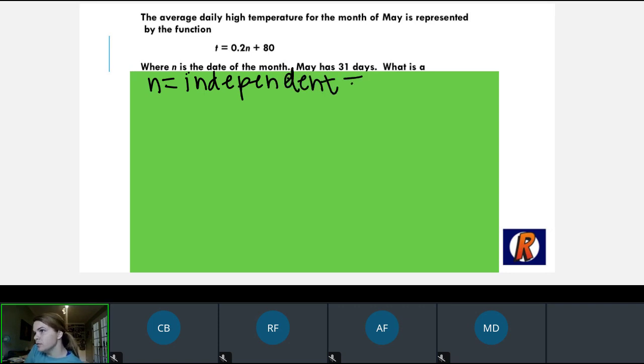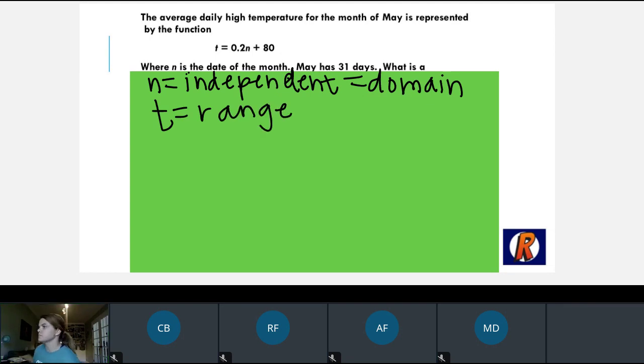The independent variable is also our domain. So that means that T, whatever we get when we plug in our domain, is going to be our range. Okay, so now we want to determine what is the domain and what is the range. All right, so first you need to ask yourself, okay, what does domain stand for, right? Like, what am I plugging in? We said it was the independent variable, which means it's N, which is the date of the month.